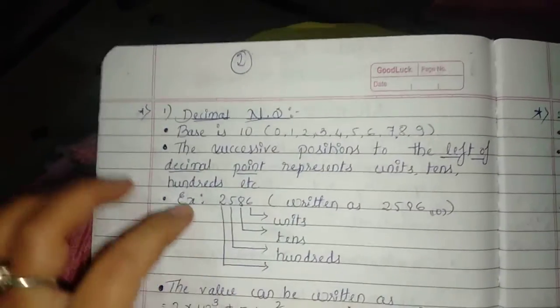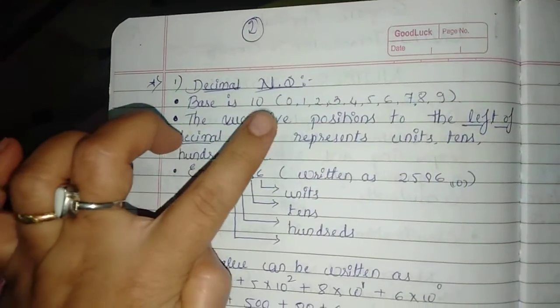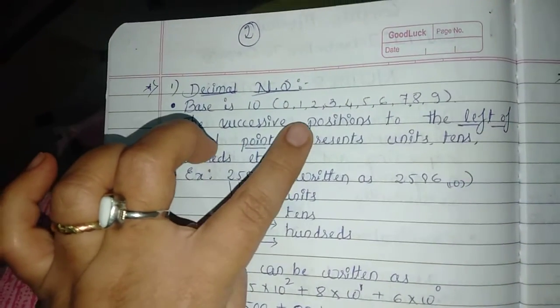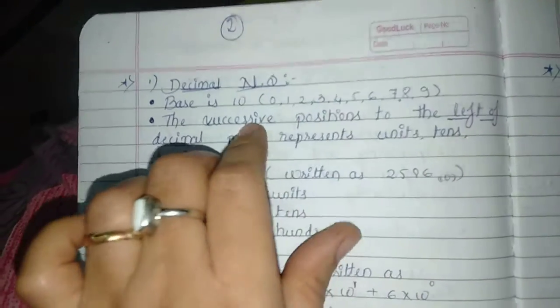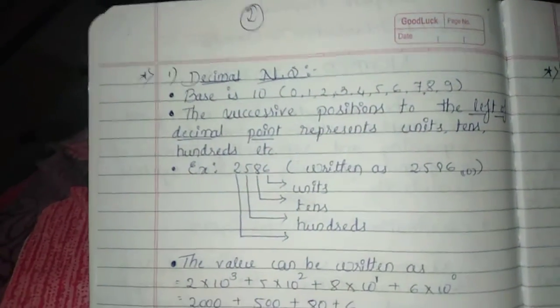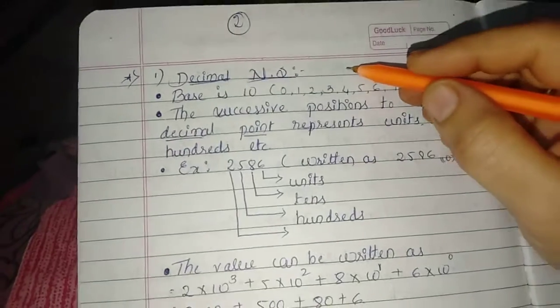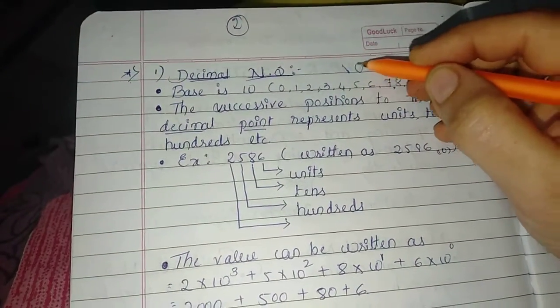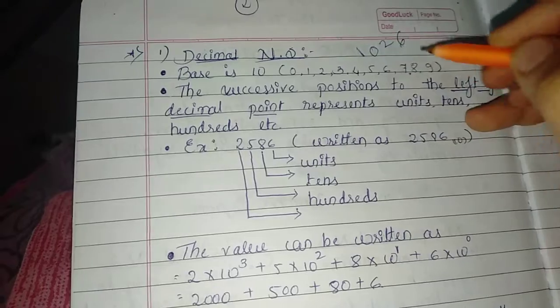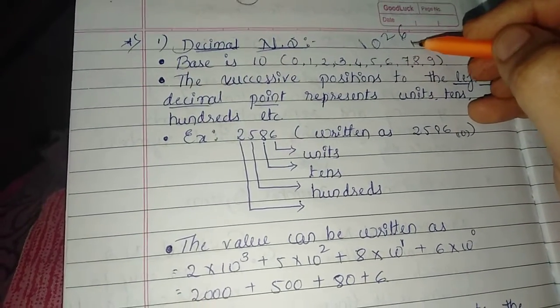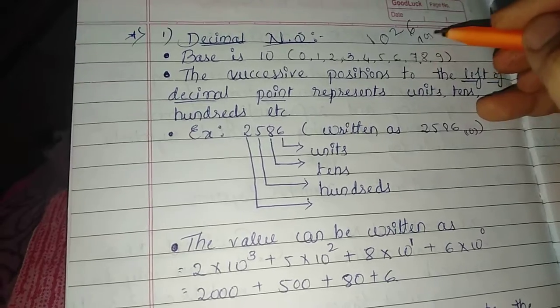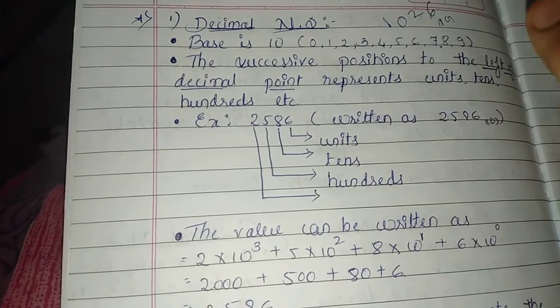In the decimal number system, the base is 10. Why is the base 10? There are the digits 0 to 9, a total of 10 numbers. So the base value is 10. If we write 1, 0, 2, 6 in the decimal number system, we need not write the 10 here. The base value is 10 only.